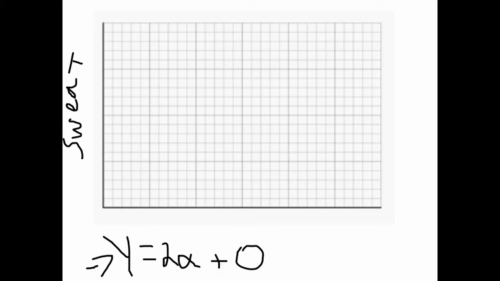And x represents the total number of minutes she's worked out. So our slope is going to represent sweat per number of minutes. Now, if I want to graph this, it's a normal graphing procedure.